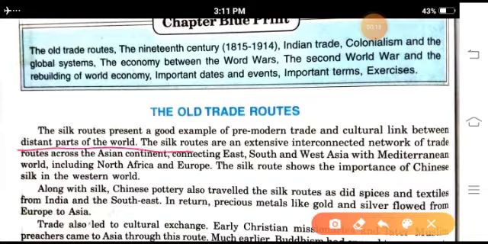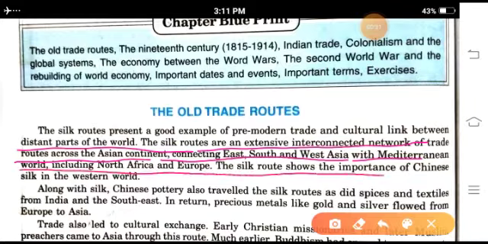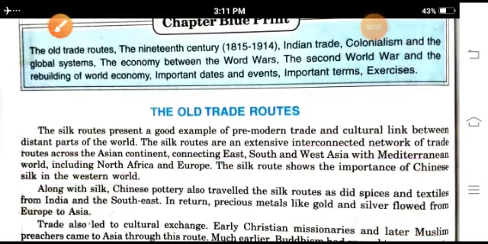of the world. The Silk Routes were an extensive interconnected network of trade routes across the Asian continent, connecting East, South and West Asia with the Mediterranean world, including North Africa and Europe. The Silk Route shows the importance of Chinese silk in the Western world.